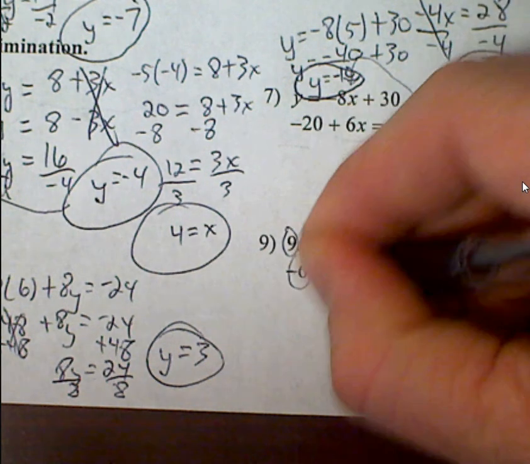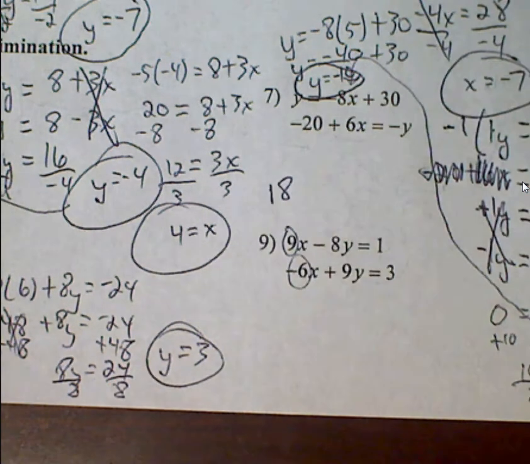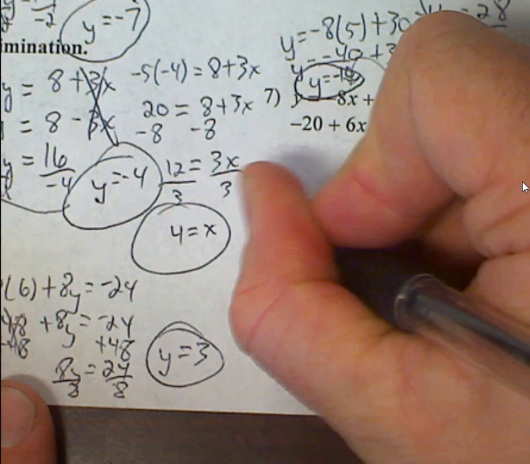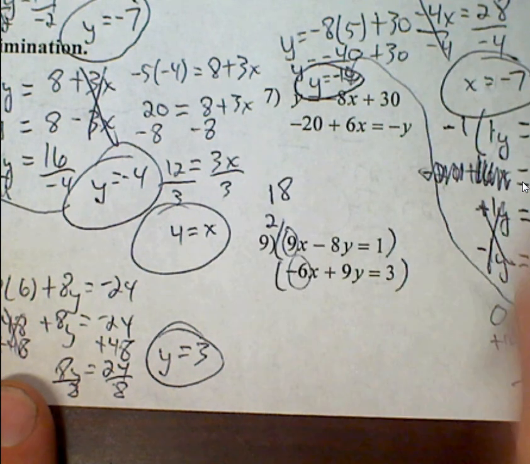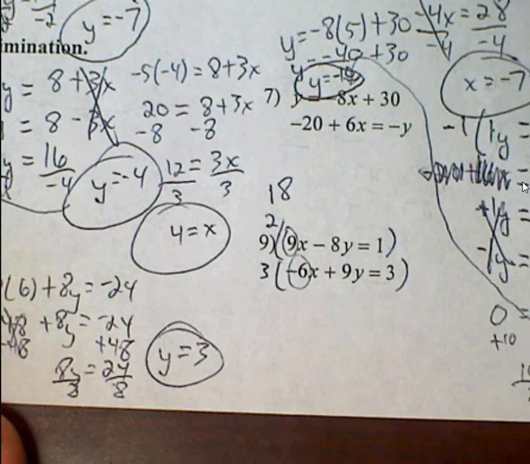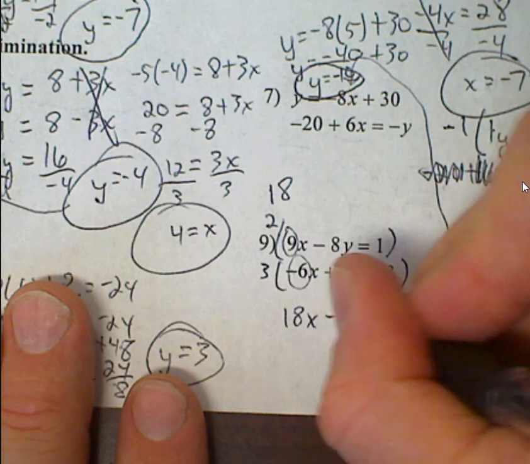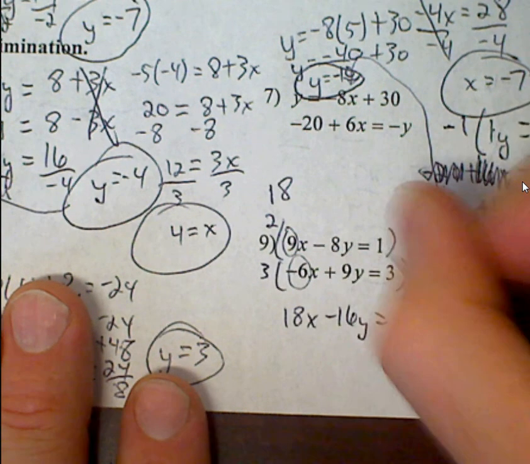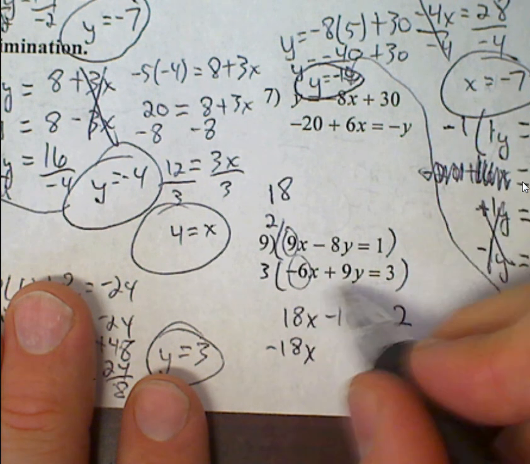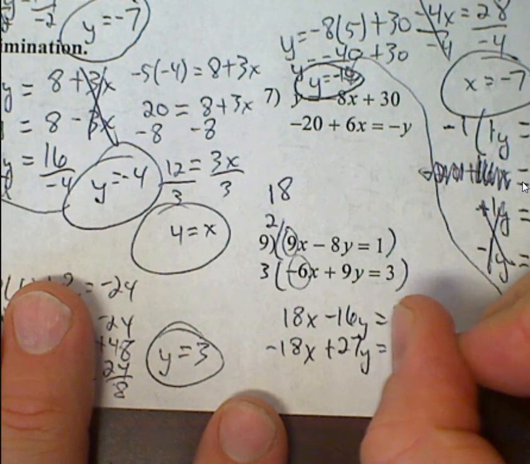The first number that these two have in common is 18. So I'm going to change this to a positive 18, so I'm going to multiply this by 2, and I'm going to change this to a negative 18. So negative 6 times 3 would give me negative 18. 2 times 9 is positive 18x. 2 times negative 8 is negative 16y. 2 times 1 is 2. 3 times negative 6 is negative 18x. 3 times 9 is positive 27y. 3 times 3 is 9.